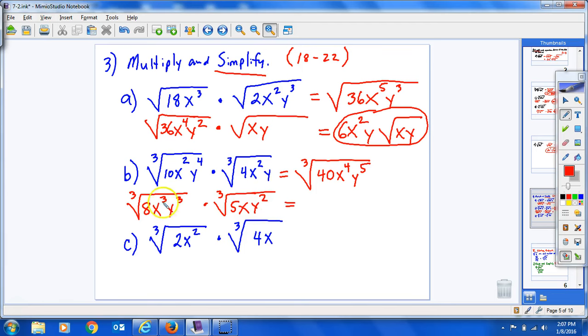And now I'm going to simplify the left radical. Cube root of 8 is 2, x to the first, y to the first, times the radical that cannot be simplified, the cube root of 5xy squared. Okay, that takes us to one more problem.